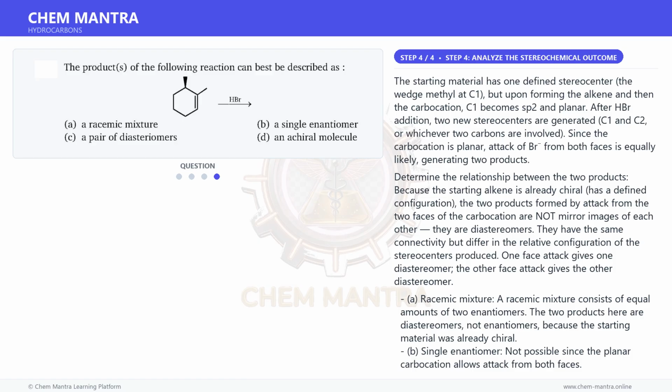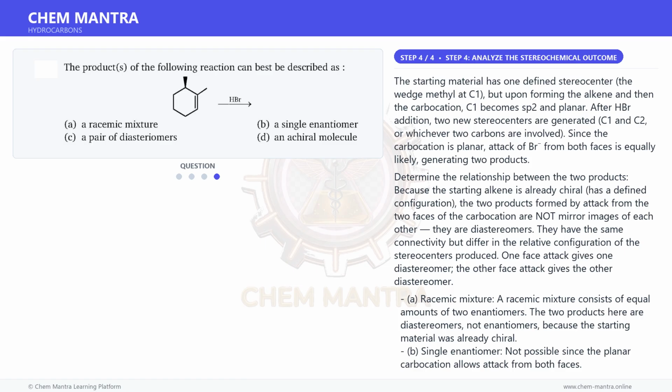After HBr addition, two new stereocenters are generated, C1 and C2, or whichever two carbons are involved. Since the carbocation is planar, attack of Br from both faces is equally likely, generating two products. Determine the relationship between the two products. Because the starting alkene is already chiral, has a defined configuration, the two products formed by attack from the two faces of the carbocation are not mirror images of each other, they are diastereomers.